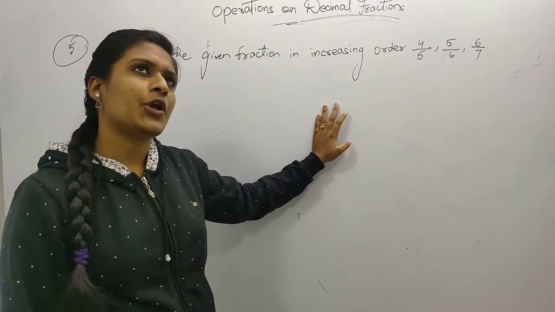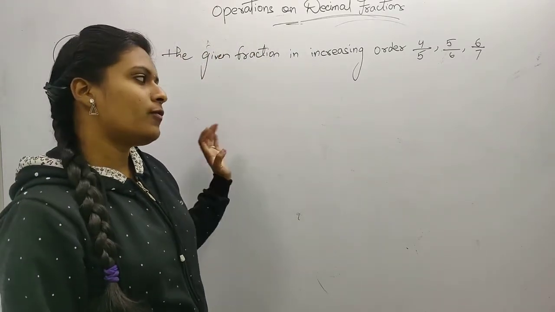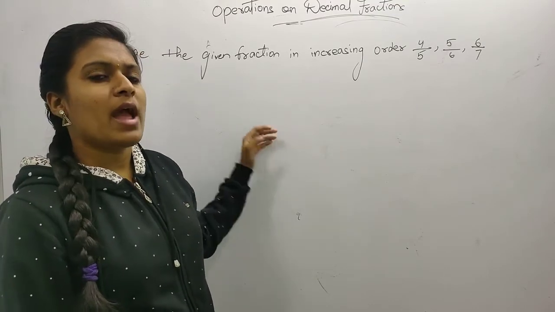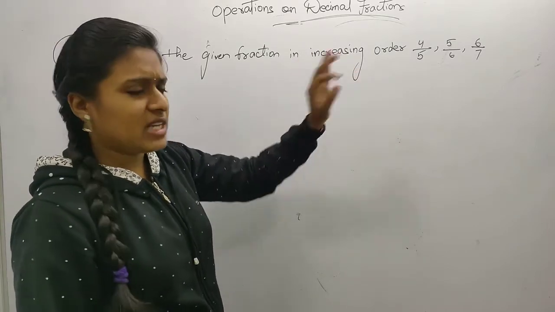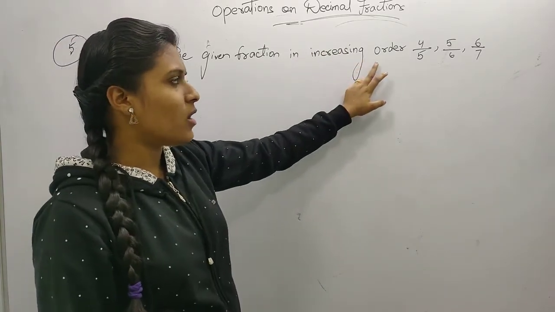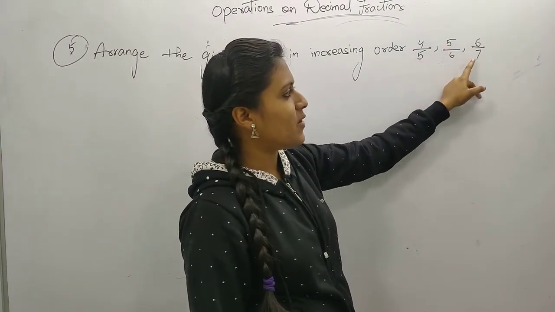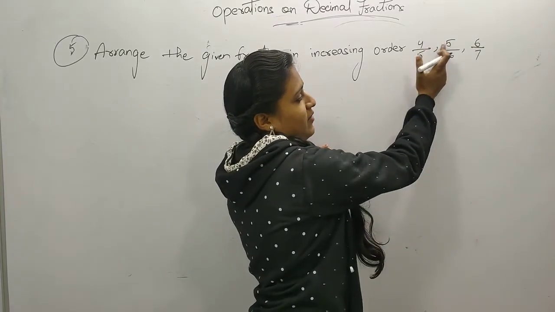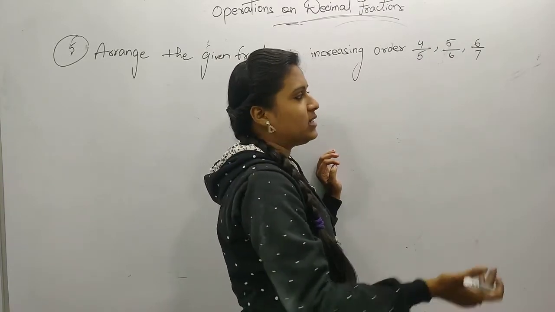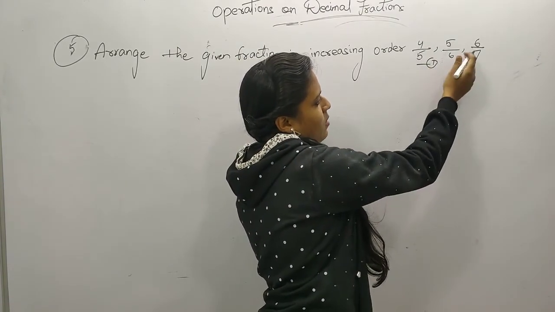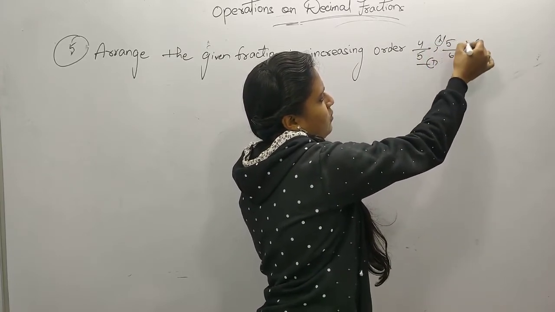In decreasing order, what you did, the denominator values are different, so we find the LCM and multiply both the numerator and denominator by that value. But there is a simple trick. You observe that the given fractions are 4 by 5, 5 by 6, 6 by 7. You can see the difference is 1. The numerator and denominator are different, but the difference is 1. All the differences are same. Here the difference is 1.